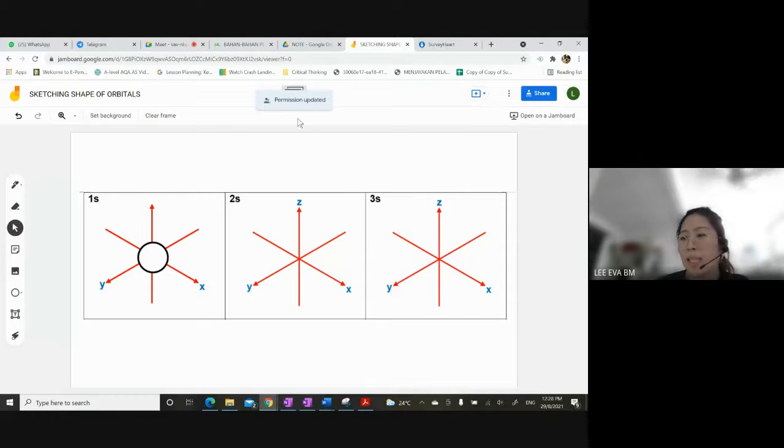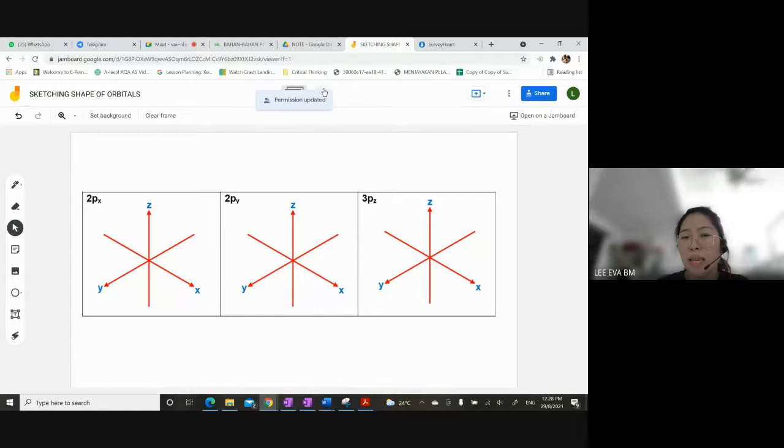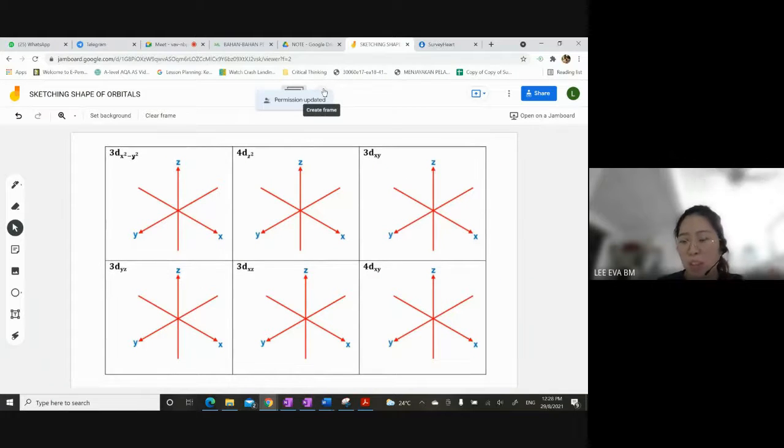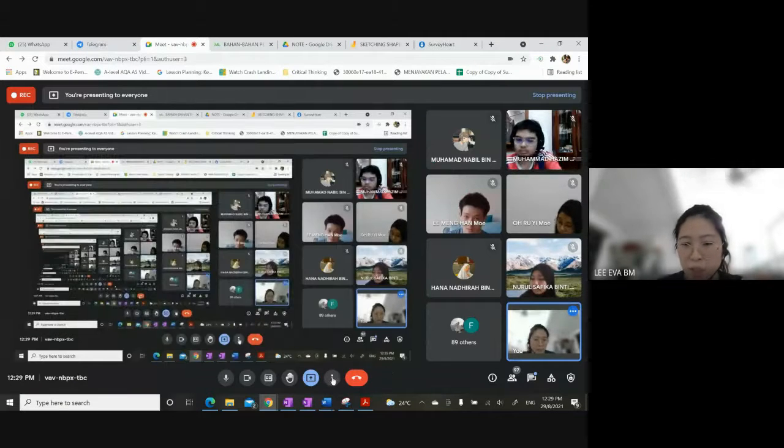Okay, dekat sini ada 3 slide. Ada 1S, 2S, 3S. And then we have 2P, 2PX, 2PY, 3PZ. Make sure you look carefully for the value of N. And then over here as well. So, Madam bagi 5 minit untuk sesiapa yang nak cuba buat dekat sini. Let me share a little bit.